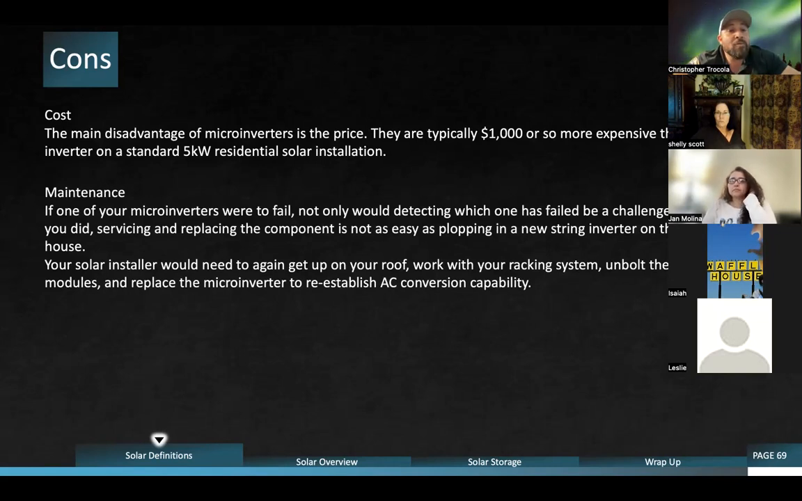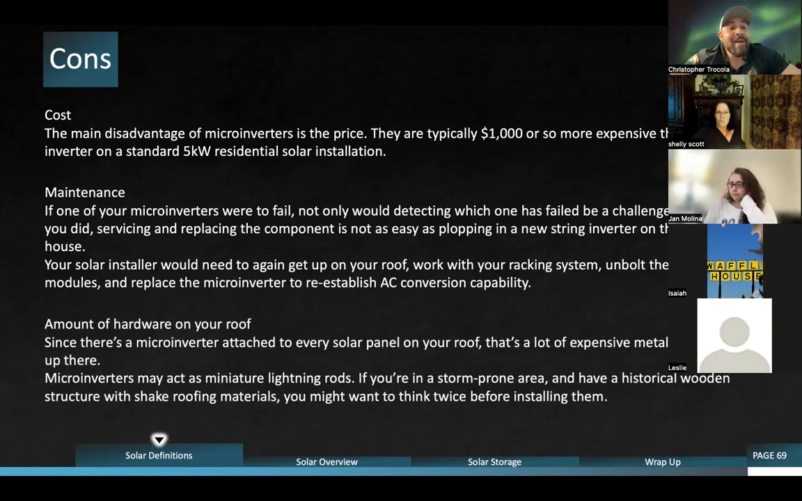And the absolute worst one: the amount of hardware on your roof. Since there are microinverters attached to every solar panel on the roof, there's a lot of expensive metal equipment up there. You're also dealing with a lot of electricity handled at the roof. Microinverters can act as miniature lightning rods. If you're in a storm-prone area, or you have a historical wooden structure with shake or metal roofing materials, you might want to think twice before installing this on the roof.